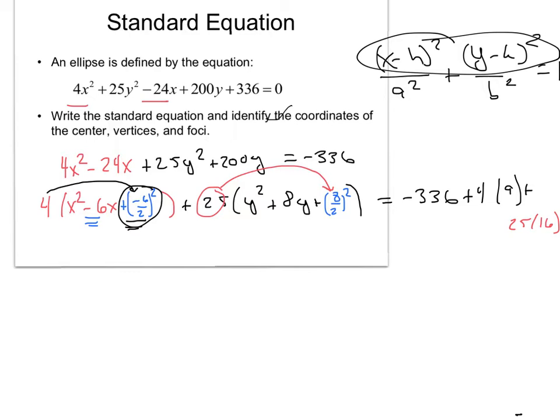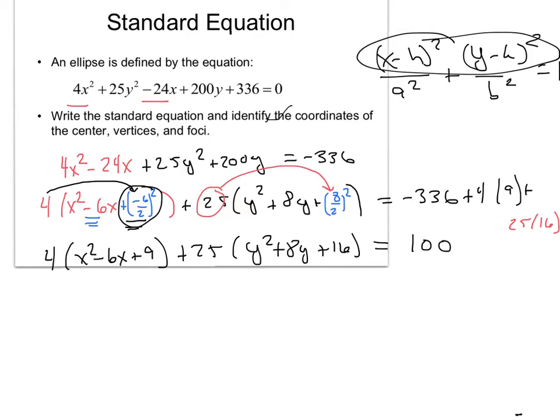Now that I've balanced my equation, I'm going to start to simplify. If you need to, you can simplify it like this and then look to factor. But there is a trick to it. When I add all these together, I'm going to get 100 on the right side. The trick is that when I factor this, I'm going to get x minus 3 quantity squared, 4 on the outside, plus 25 times y plus 4 quantity squared is equal to 100. You can skip this step in black and go right to what's in blue, because negative 6 divided by 2 is negative 3, and 8 divided by 2 is 4. So whatever this number is in parentheses is how you can create your factor. It's a little trick.